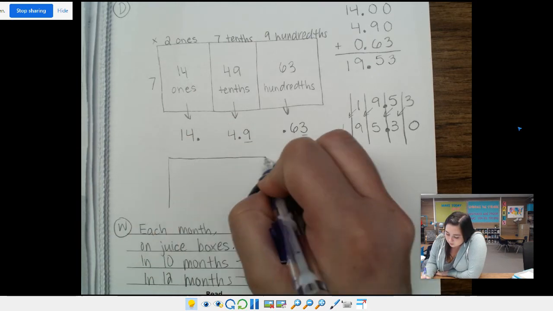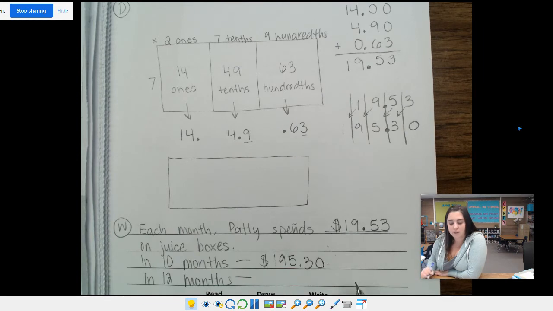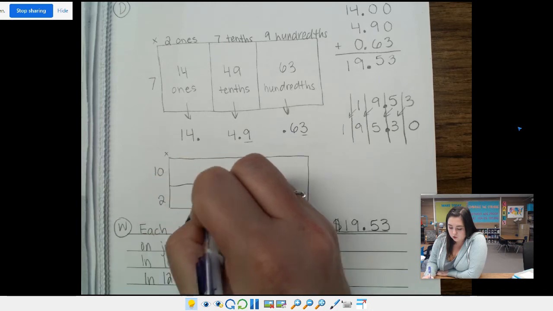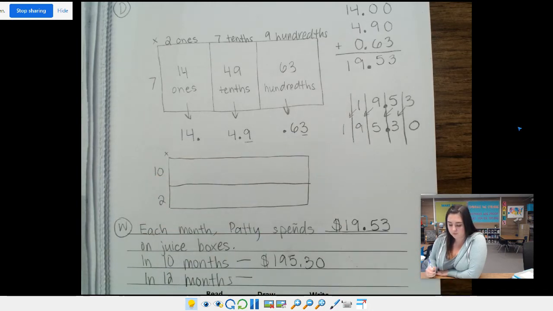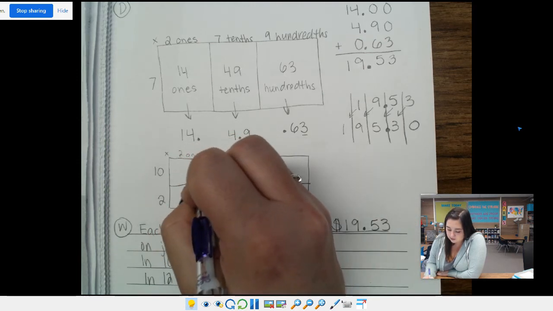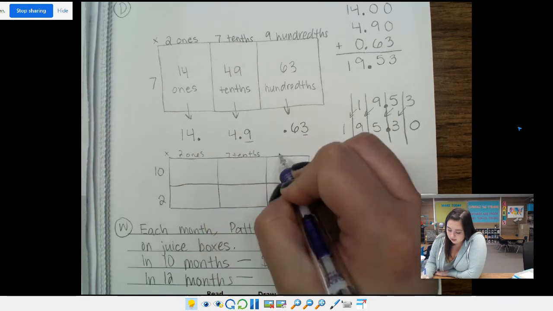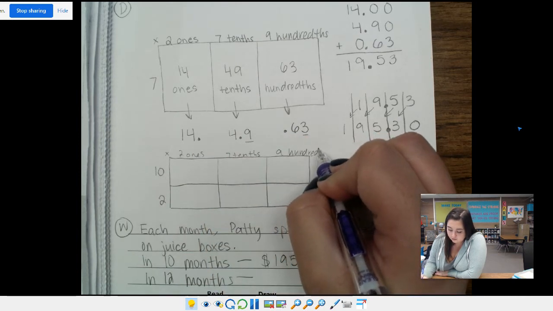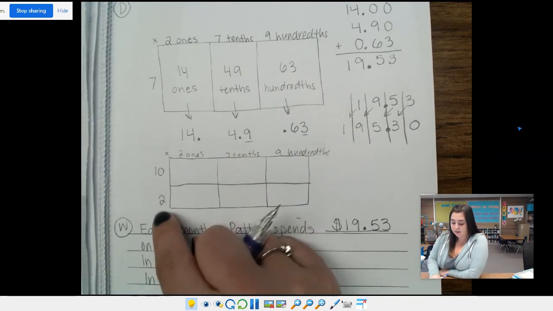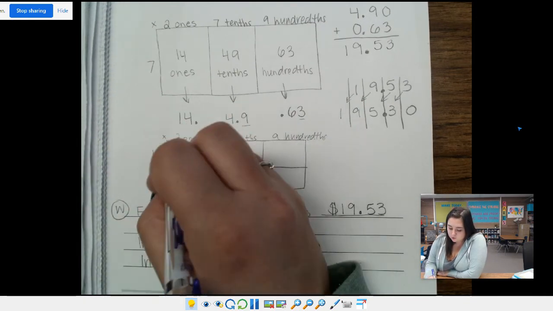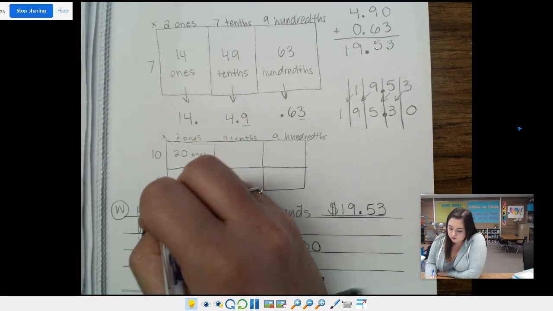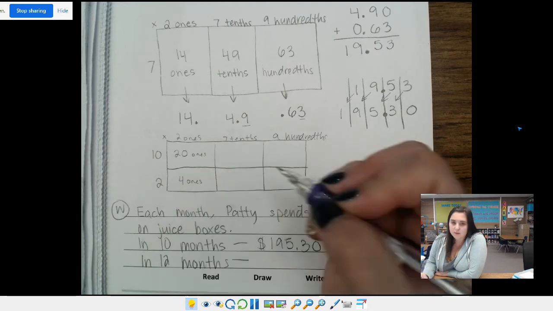So let me draw my box. And here's how it's going to look this time. So my 12, I am going to separate into 2 rows like that. Then I will still have my 2 ones, 7 tenths, and 9 hundredths. I will have more multiplying because I have to take each of these numbers and multiply by 10 and by 2. Okay, so my first one, 10 times 2 ones would be 20 ones. 2 times 2 ones would be 4 ones.